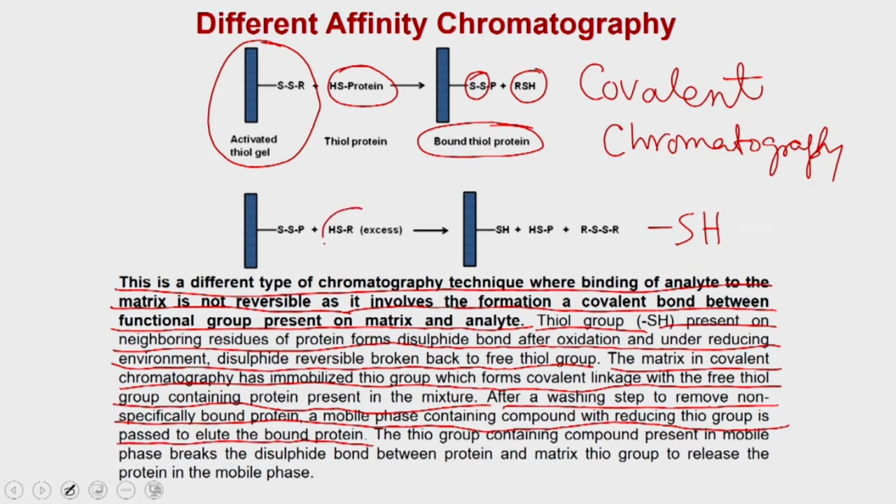Then you add the elution buffer which contains the reducing thiol groups, and that is going to reduce the disulfide linkage between the two sulfurs. That is going to regenerate the matrix containing the free thiol groups, and your protein is going to be eluted, and ultimately both functional groups are going to be free.